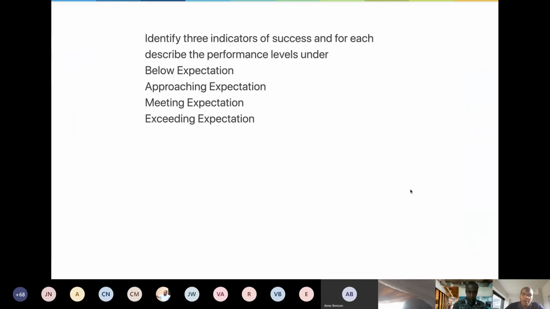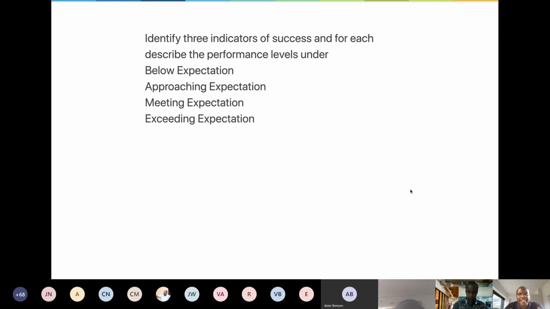So what I would like you to do is take one success indicator and break it down into four parts, and share with us how it looks when it is below expectation, approaching expectation, meeting expectation, and exceeding. We only need five people to share so others can see how it looks. Then we complete our session.